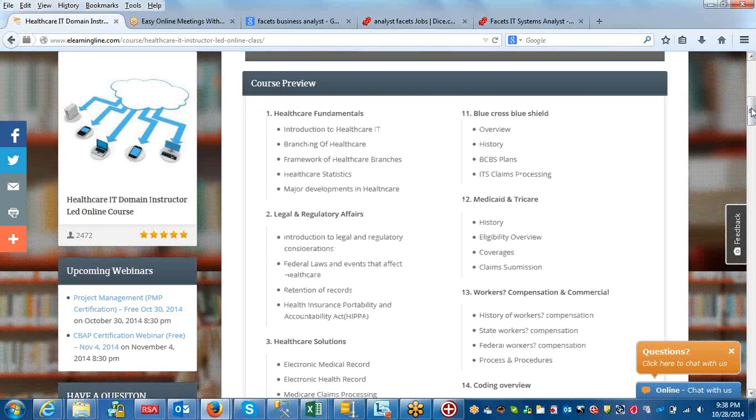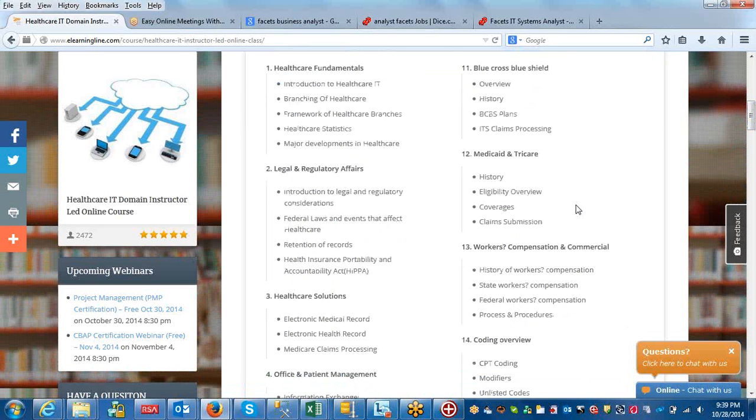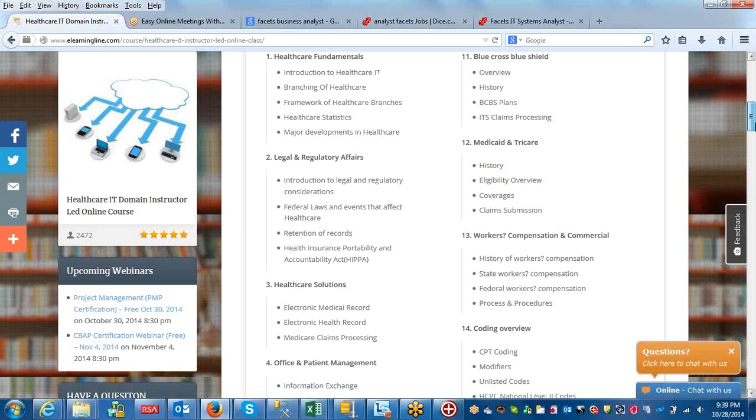Then we have Blue Cross Blue Shield. We help you understand how Blue Cross Blue Shield is a little different compared to the regular plans like Aetna and Cigna, and how that works. I don't say 100% they are different, but there is a difference, maybe 5% or 10% you can consider, and how they are different. Medicaid and TRICARE. TRICARE is nothing but your military care. With that also we will talk about it and understand the details.